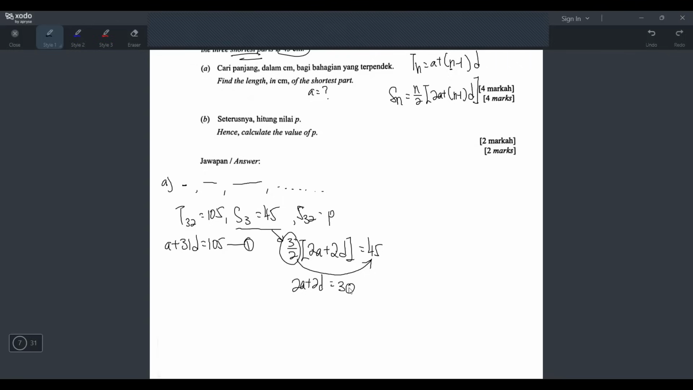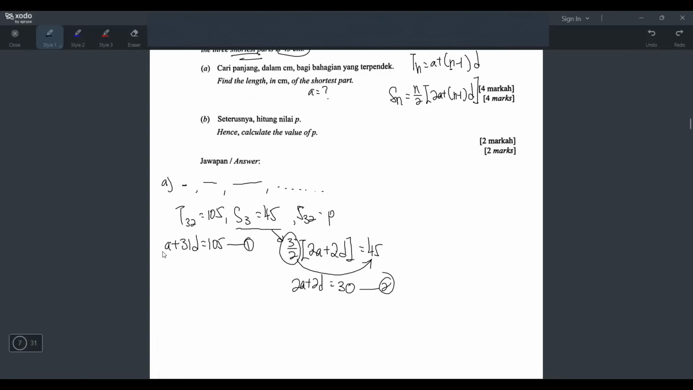At this point, you can call this equation 2, this is equation 1, and both these equations we can solve simultaneously. Simultaneous equations means you use the substitution method or elimination method. So which method do you want to use? For me, I will use elimination because I can see that this equation has A, d and a number at the back, this one also has A, d and a number at the back. But the coefficients are not the same yet. The number in front of A is not the same: this one is 1, this one is 2, this one 31, this one 2. So we still cannot do the elimination.